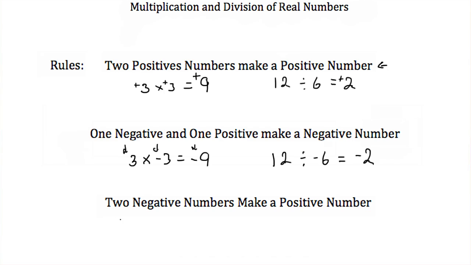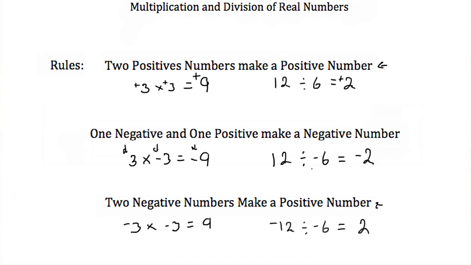And then our last rule, two negative numbers always make a positive number. So to stay with the pattern, if we had a negative 3 times a negative 3, we would end up with a positive 9. And then if we had a negative 12 and we divided it by a negative 6, we would get a positive 2.